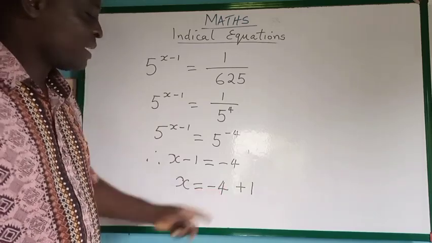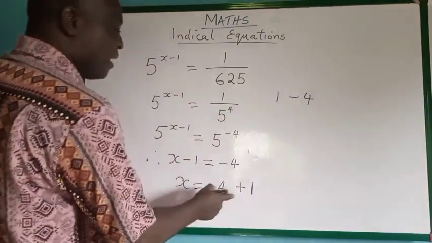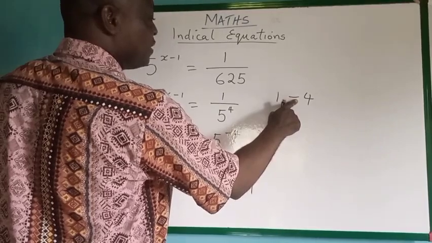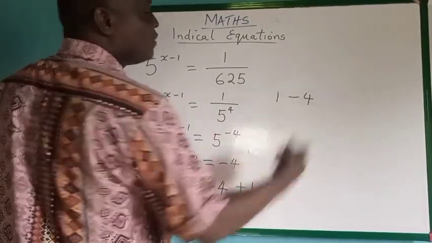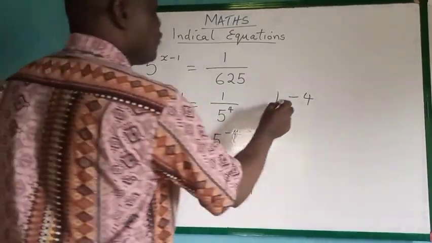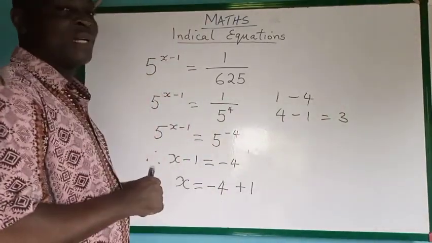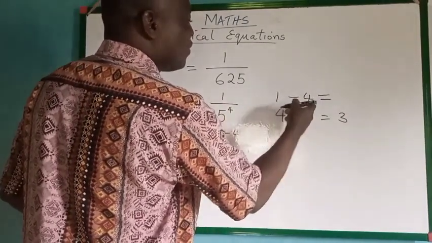This can as well be written in another way as saying 1 minus 4. If I want to reverse it, instead of writing minus 4 first, I write it second, then the plus 1 will come first. This is 1 minus 4. So 1 minus 4, what is the value? If I ask you 4 minus 1, 4 minus 1 is equal to 3.